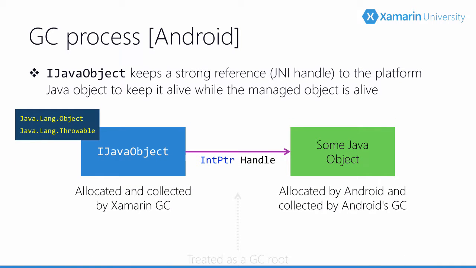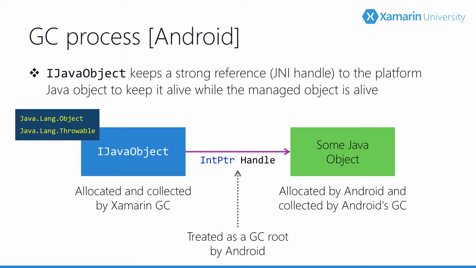When you allocate a peer object in the mono world, the system captures the underlying native Java object and holds it in that int pointer. And as far as the JVM is concerned, it treats our reference to it as a root. In other words, as long as our managed Xamarin object lives, the Java object is considered rooted and it will not be collected. And so just like in iOS, both sides have to agree that this object is ready to be collected before we can actually get rid of the memory.